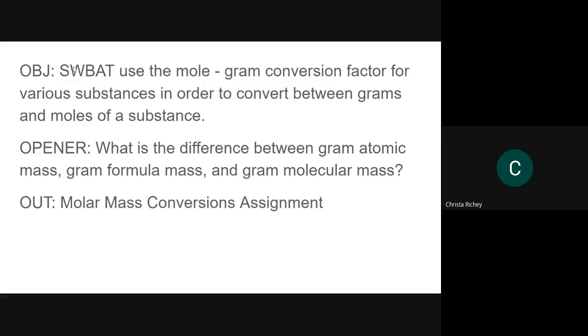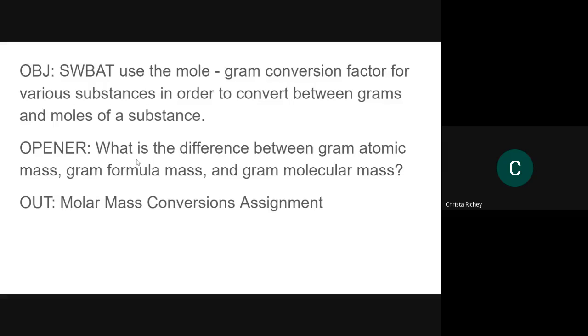But we are going to be doing what we did last week, the mole-gram conversion using a periodic table. So you need a periodic table to be able to do what we're doing, really everything for the rest of the year. We're going to be converting between the grams, using the molar mass from the periodic table, to a certain number of moles of a substance or vice versa.